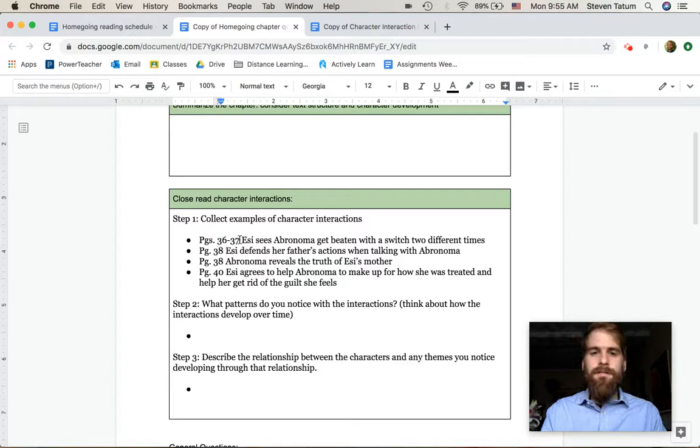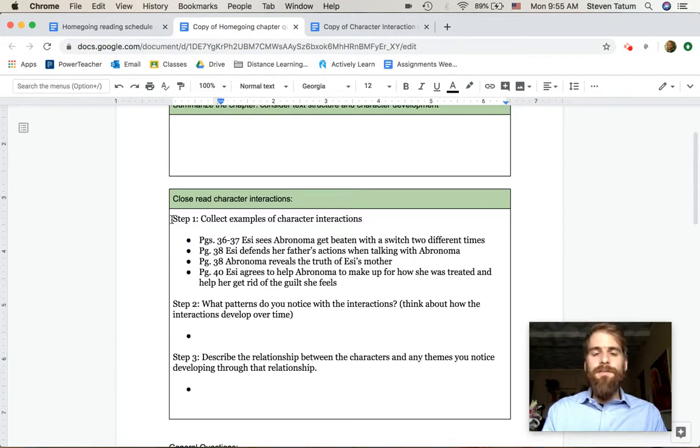On pages 36 and 37, Esi sees Abronoma get beaten with a switch 2 different times. On page 38, Esi defends her father's actions and his violence when she's talking with Abronoma. On that same page, Abronoma reveals the truth about Esi's mother and where she came from. And then on page 40, Esi agrees to help Abronoma to make up for how she was treated and to help get rid of the guilt that she's feeling for how her family has treated her.